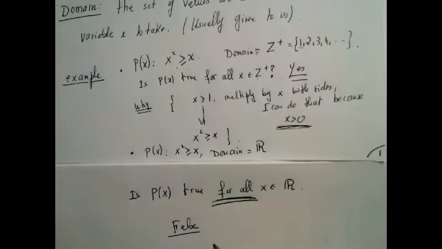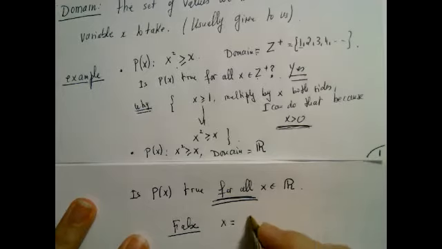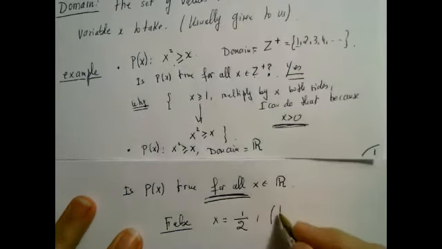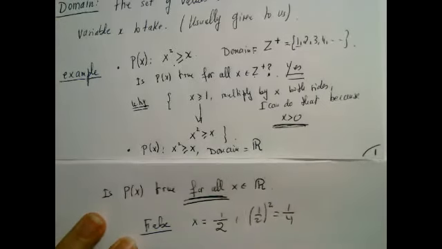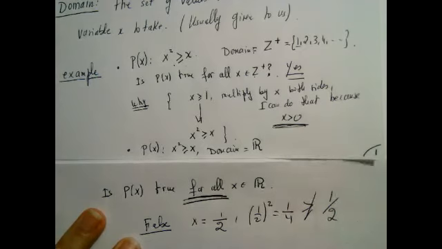This includes negative numbers, right? Let's try negative. Is it only negative numbers? It's fractional numbers. A fraction, a half. Let's take x to be equal to a half, for example. Then if I take a half squared, it's 1/4, and that's definitely not greater than a half.